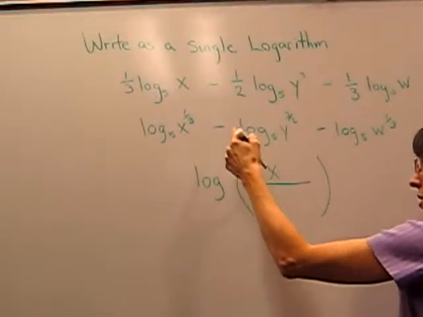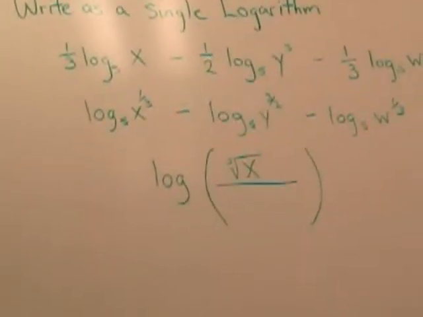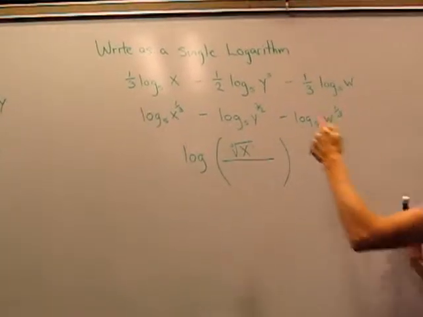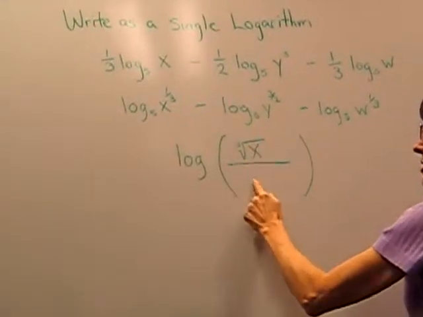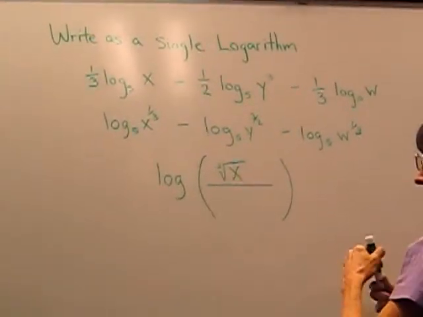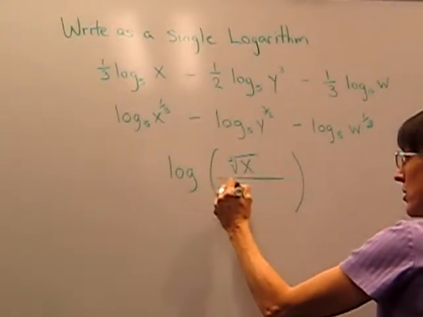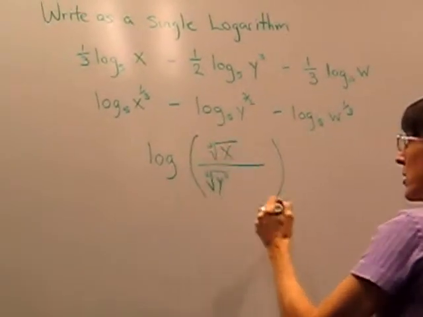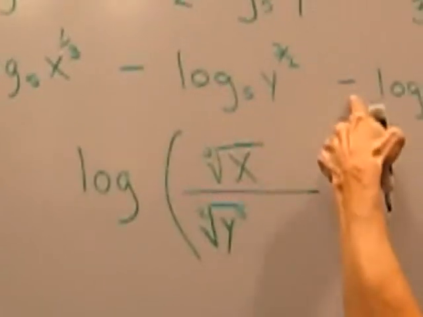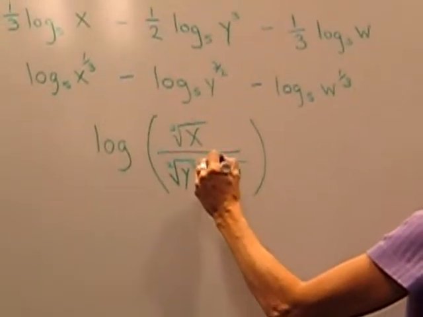So you can write x to the 1/3, or you can write the cube root of x, which I'm writing, the cube root of x. This next term is subtracted, which means that this is going to go on the bottom. Y to the 3/2 is going to go on the bottom. So you can write y to the 3/2, or you can write the square root of y to the 3rd. And the w is going to go on the bottom also, because it's got a minus symbol. So w and the cube root.